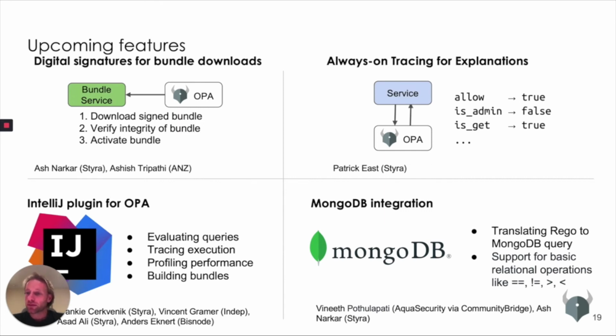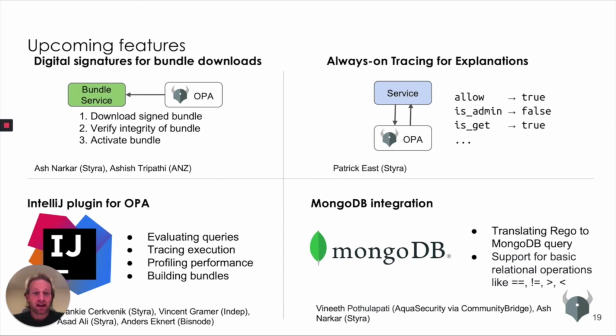The third upcoming feature is IntelliJ. So OPA does have a plugin for VS Code that does things like syntax highlighting, evaluating policy right there in the editor, doing testing, doing building, that kind of thing. And so we've got some folks working on doing the same thing for IntelliJ. So thanks to Frankie Assad, Vincent, and Anders for working on that. That together would give you both IntelliJ and VS Code, and then in addition, don't forget about the OPA Playground when you're looking for environments for developing policy.